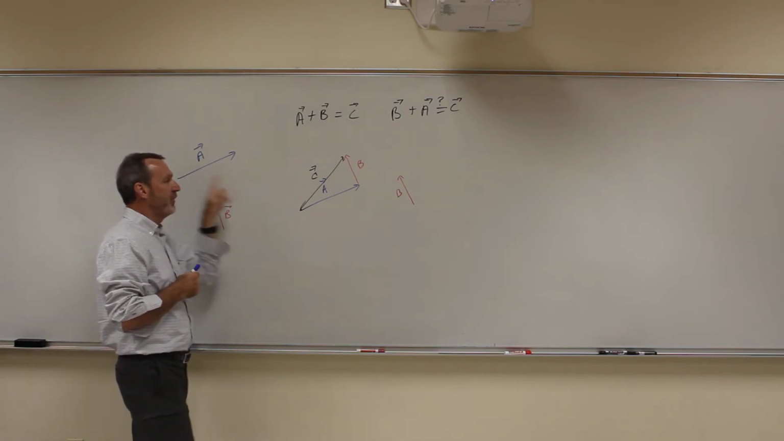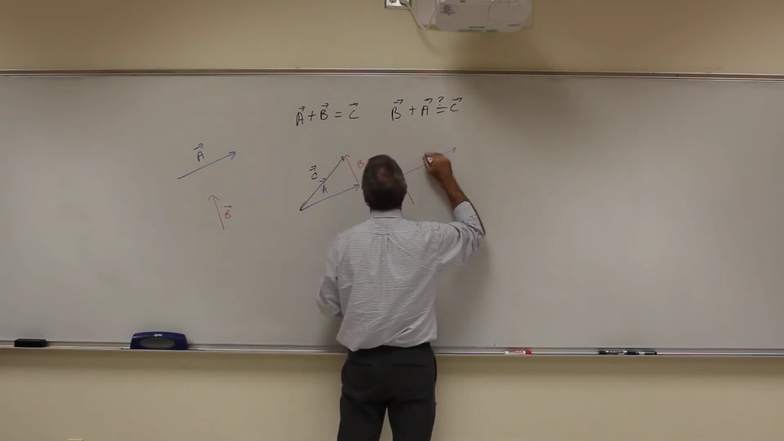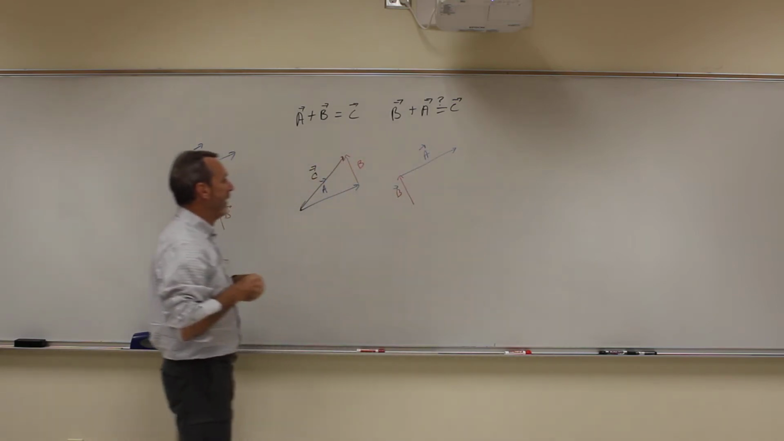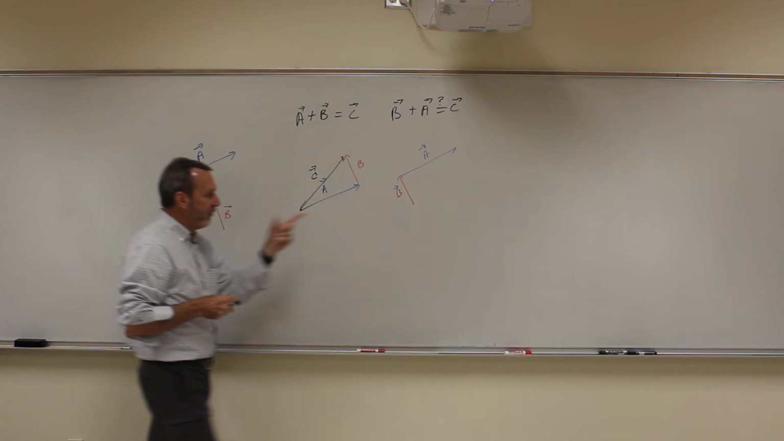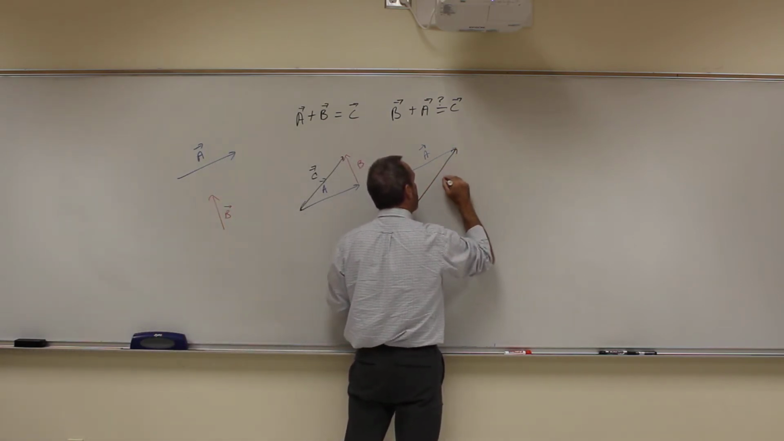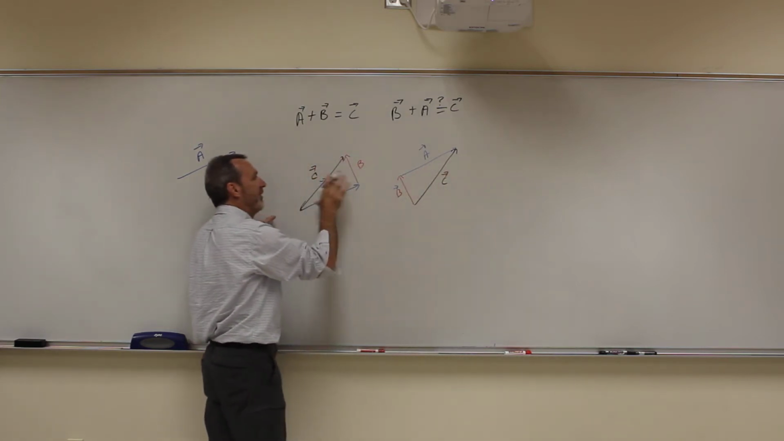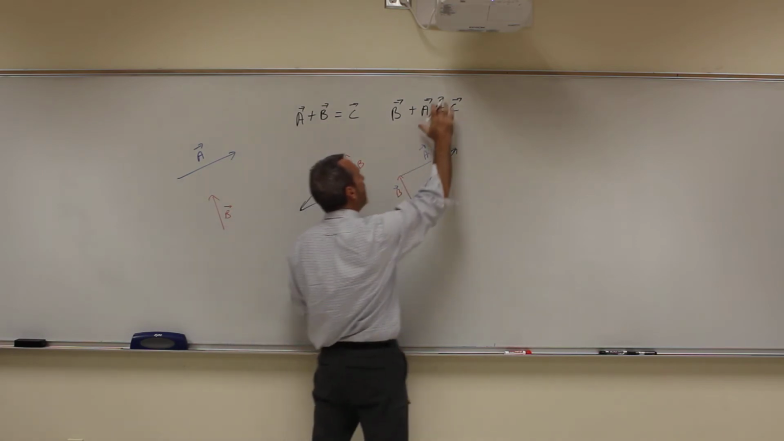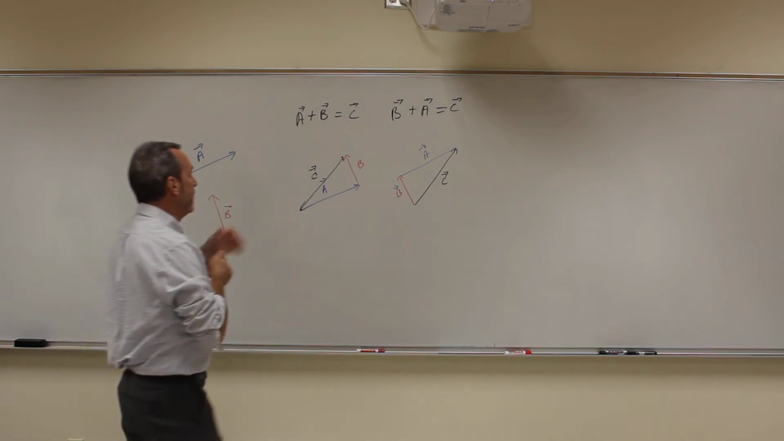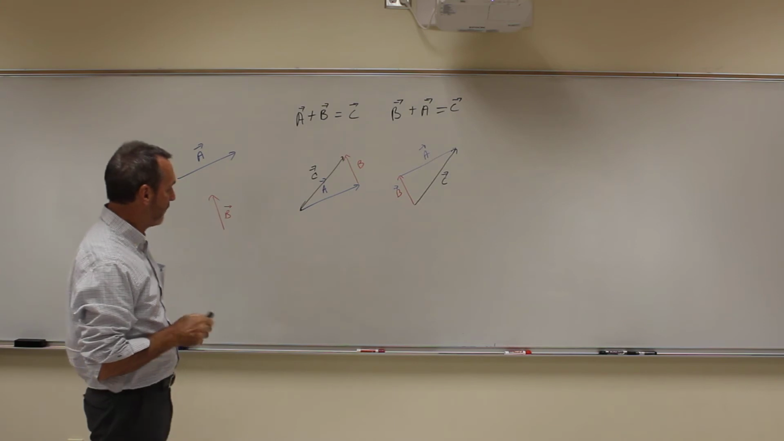But I'm going to put the tail of it to the head of vector B. So vector A is going to go like this. So those are parallel, vector A, vector B. And vector C goes from the tail of the first one to the head of the last one. Here's vector C. The answer is vector C is exactly the same. So yes, vector addition is what we call commutative. You can do it either A plus B or B plus A. You're going to get the same value.